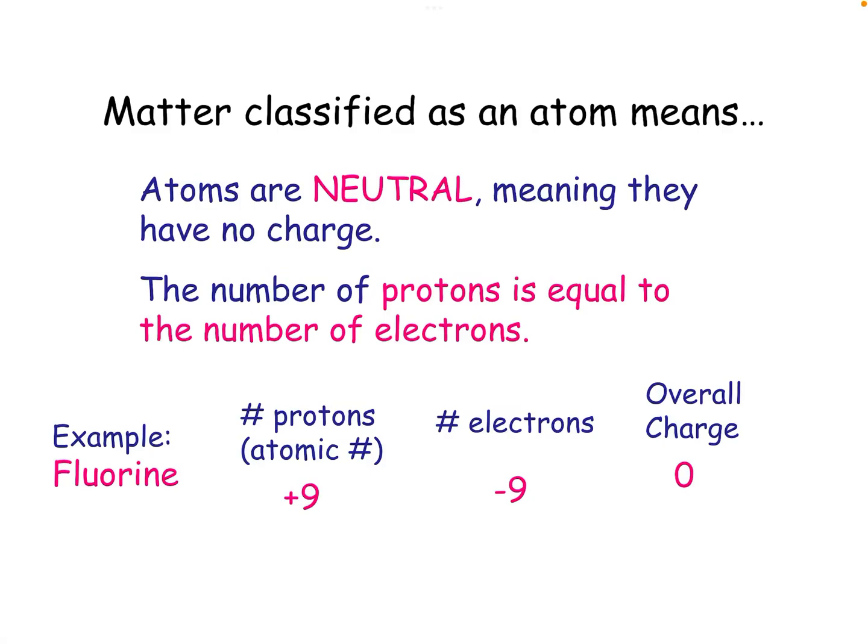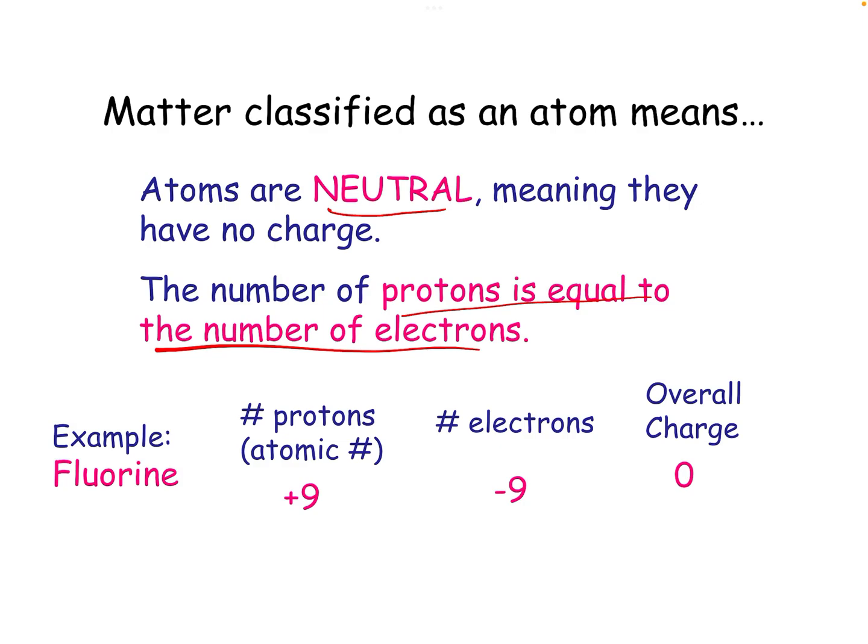Okay, so we are talking about what it means to be neutral and what it means to have a charge. Matter is neutral. Atoms are neutral, meaning they have no charge. And so to be neutral, you need to have an equal number of protons and electrons. So anybody on the periodic table is neutral.